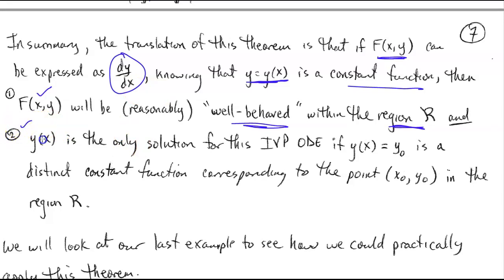And number two, we know that y(x) is going to be the only solution for this initial value problem if we have this initial condition here. And of course, we're considering that this is going to be some constant function, so whatever it is going to end up equaling that value there.